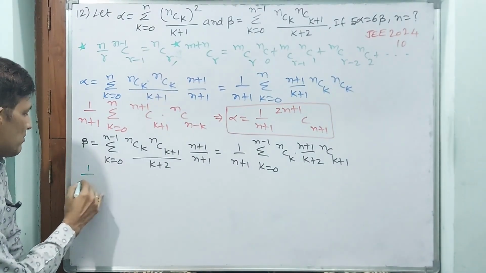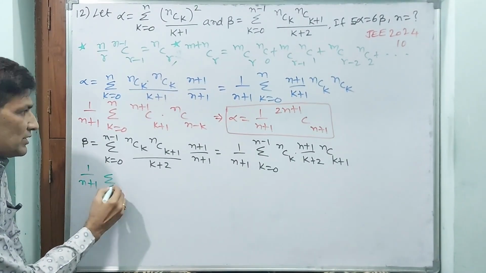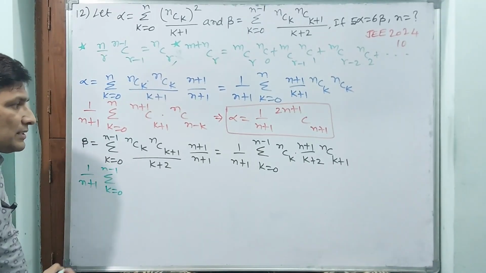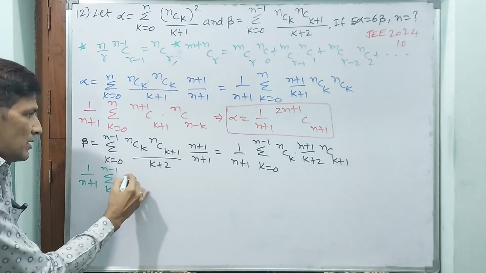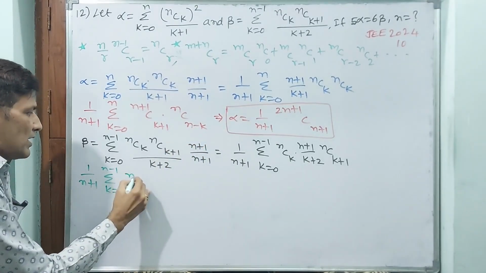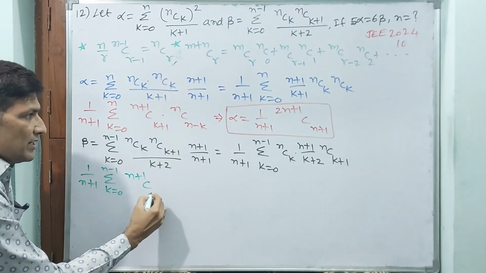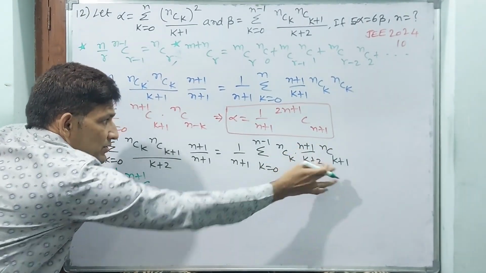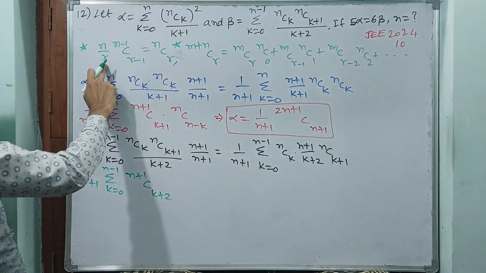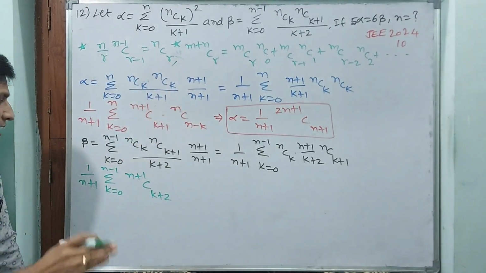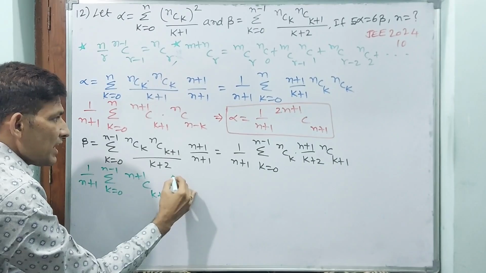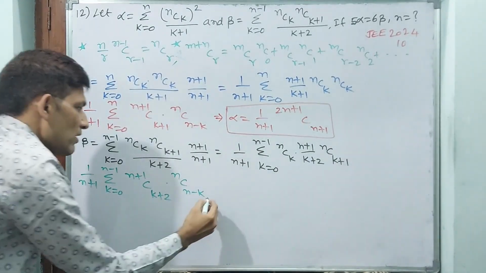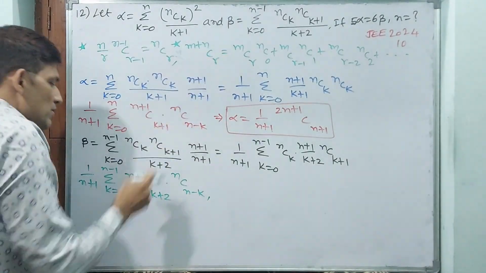Now write down again: 1/(n+1) sigma k equals 0 to n minus 1, (n+1)C(k+2). Now this nCk again I am making like this: nC(n minus k). We are finalizing this because sigma is there. This formula we are using.